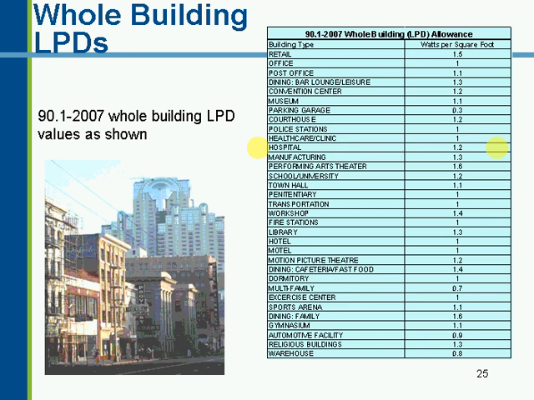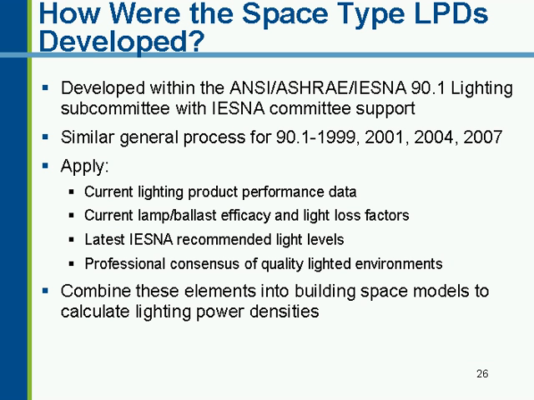So a couple of words here on where these numbers came from. There's often been a concern that these were just developed not randomly, but maybe just by a consensus of a small group without any backup to them. And that's not the case. These are developed within a committee, the ASHRAE IESNA 9.1 Lighting Subcommittee, with IESNA committee support. It's a similar process starting in 1999 through the current version.